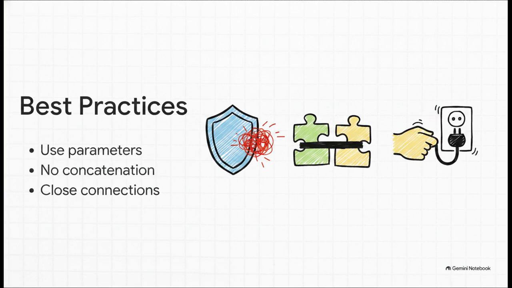Before we wrap up, let's lock in a few vital best practices. First, always use parameterized queries. Second, never directly concatenate raw external input into your SQL strings. Just don't do it. And third, always close your database connections and cursors when you're finished, or better yet, use Python's built-in context manager syntax to handle that cleanup automatically. Think of your database connections like borrowed tools. You should always put them back the second you're done.